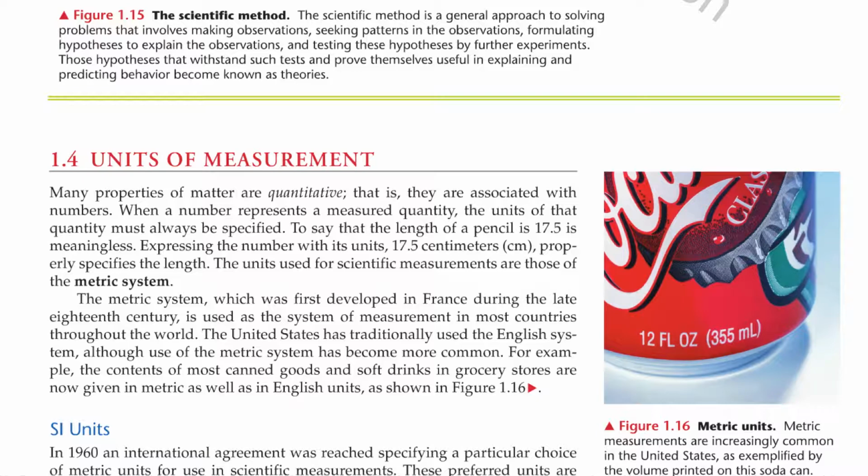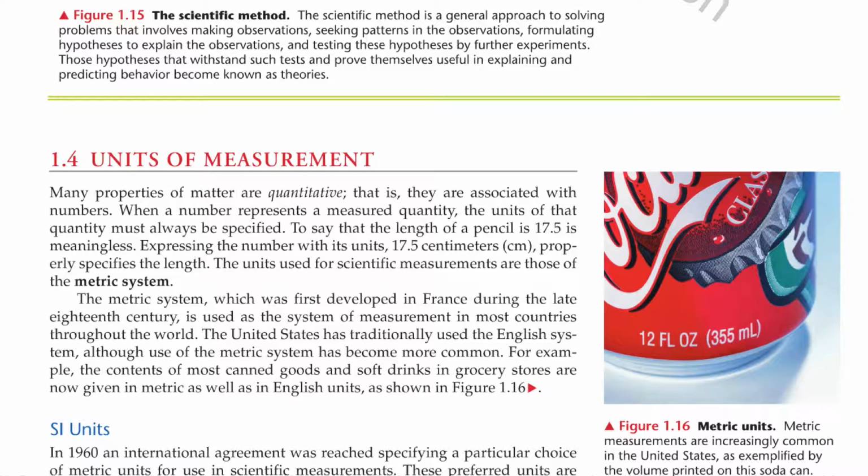The units for scientific measurements are those of the metric system. The metric system, which was first developed in France during the late 18th century, is used as the system of measurement in most countries throughout the world. The United States has traditionally used the English system, although the use of the metric system is becoming more common. For example, the contents of most canned goods and soft drinks in grocery stores are now given in metric as well as English units, as shown in Figure 1.16. Figure 1.16, metric units. Metric measurements are increasingly common in the United States, as exemplified by the volume printed on the soda can.